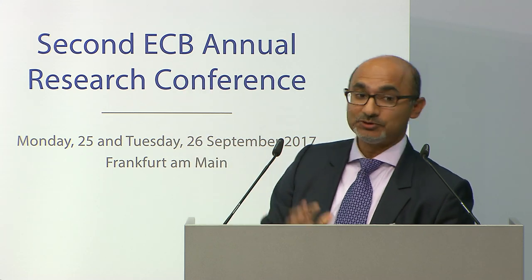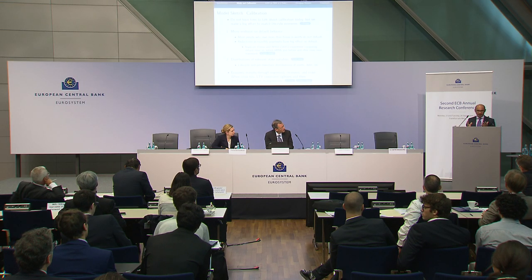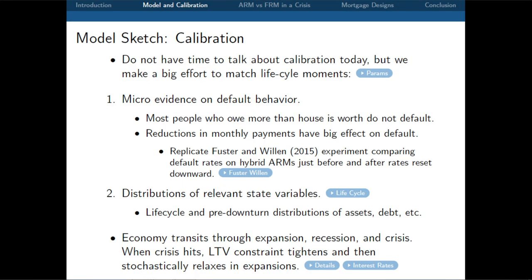We try really hard to do a good job in the calibration. There are really two conceptual parts of this calibration. One part is just representing household behavior in terms of levels well: matching income profiles, and matching distributions of things like LTVs and wealth in the data. So that's about just matching the levels.